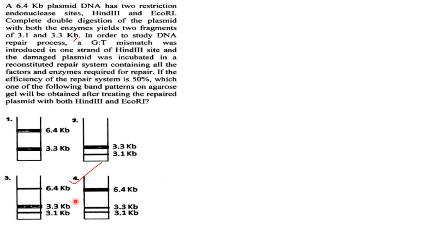So out of 3 and 4, which is more correct? Fragments of 3.1 and 3.3 kb will always be equal. Whereas in option 3, 3.3 kb has more intensity than the 3.1 kb band, which is not correct. The 3.3 kb and 3.1 kb bands will have almost equal intensity. So option 4 is more correct. So the answer here is option 4.